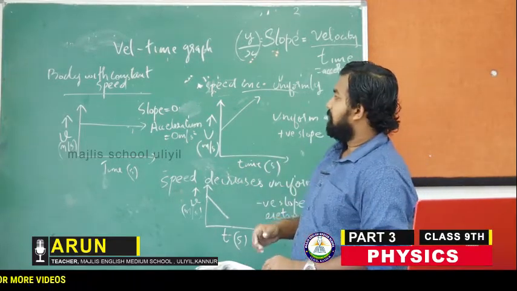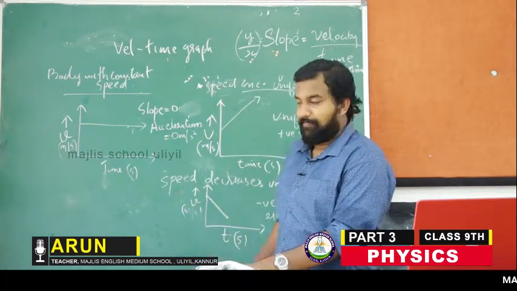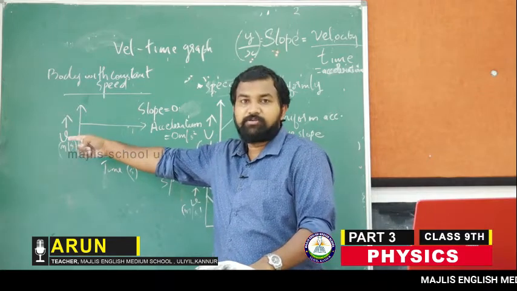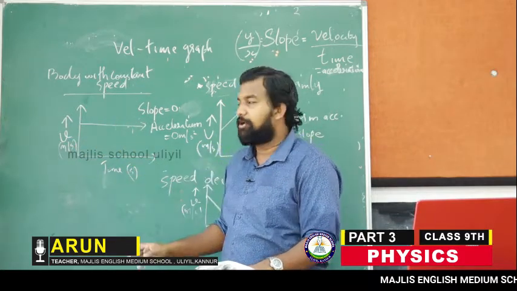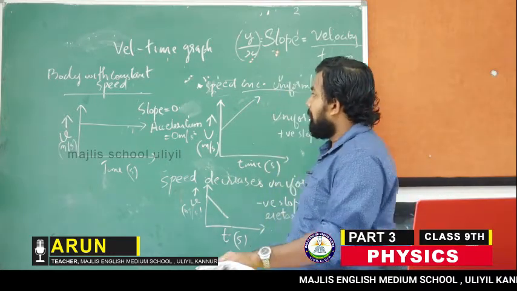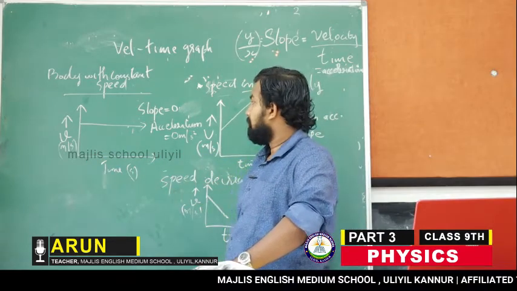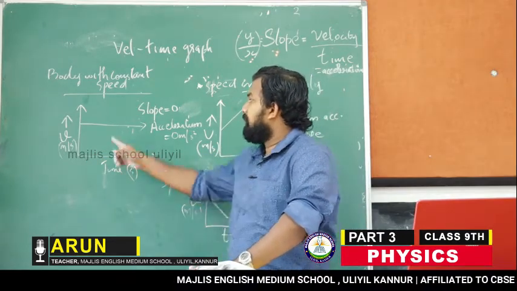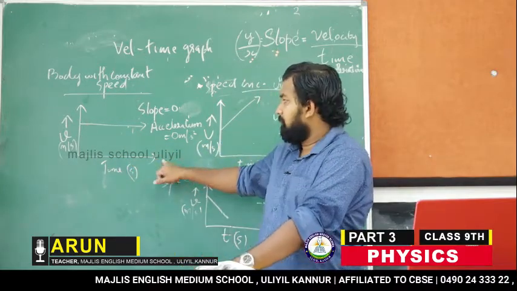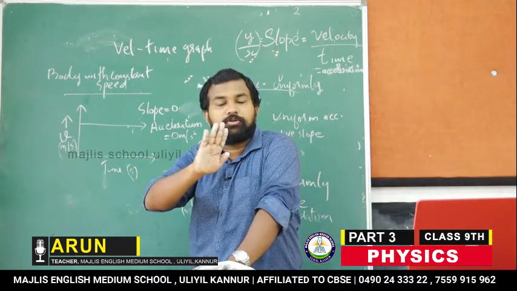In the velocity-time graph, on the y-axis we will be taking velocity, on the x-axis we will be taking time. So, with respect to time, the change of velocity is what we will be plotting in the graph. Here, with respect to time, the body is moving with constant velocity. That means the velocity is not at all changing.